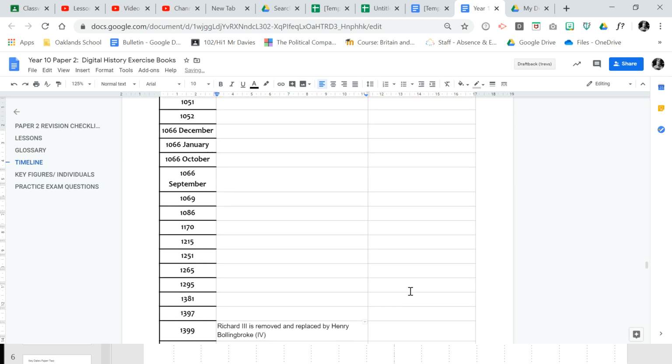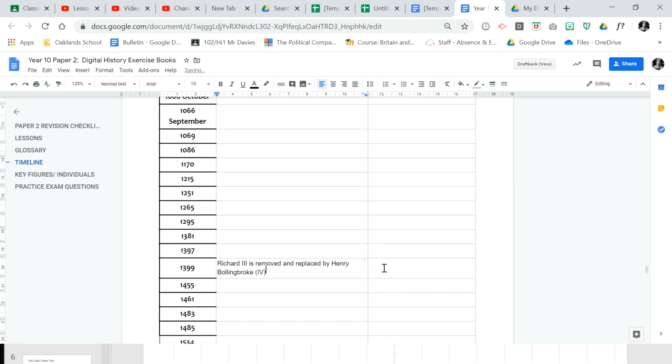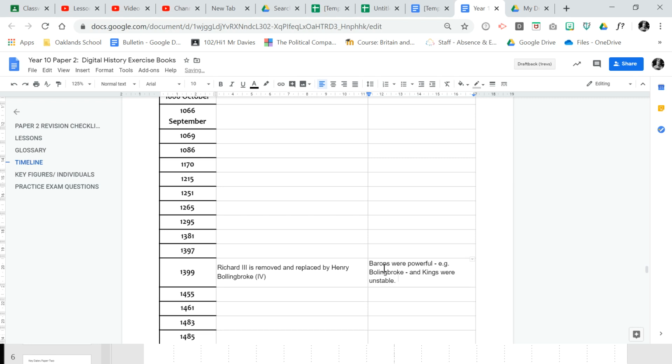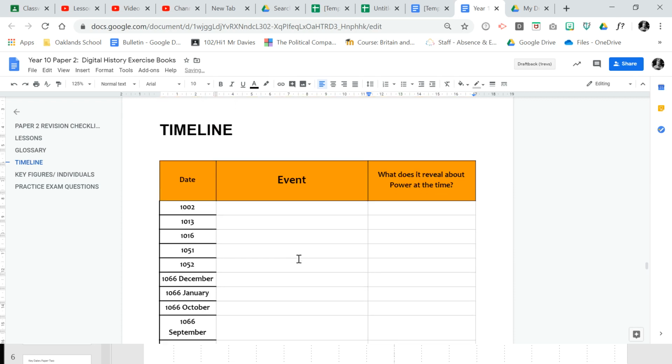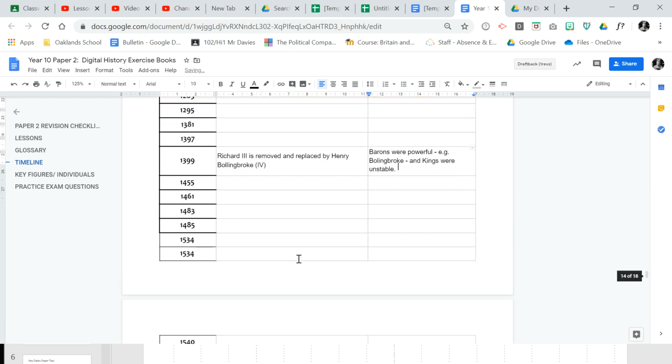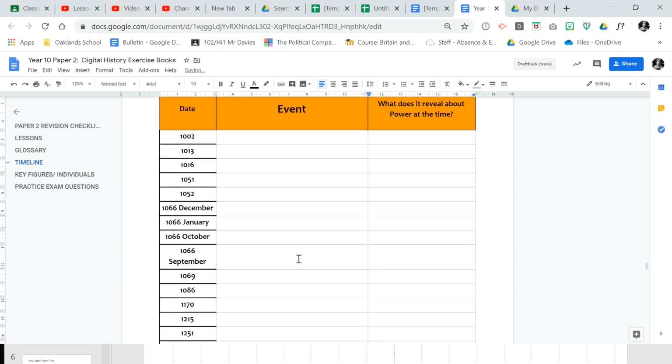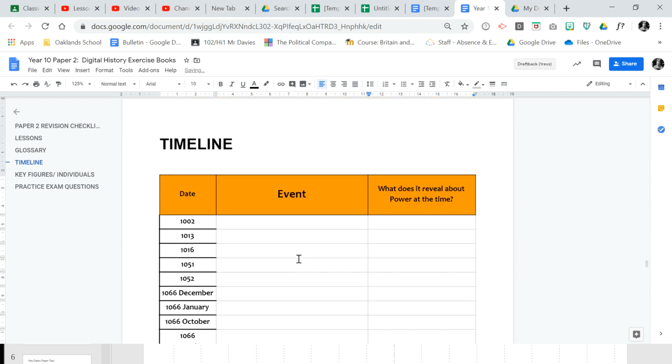And the question here, what does this reveal about power at the time? Barons were powerful, e.g. Bolingbroke, and, we need to spell that correctly, and kings were unstable. Okay, so there you go. I'm going to do that for all of these, and you should have done these in your workbooks already. But if you haven't, that's totally fine. You can now do it here. If you have done both of them, even better.